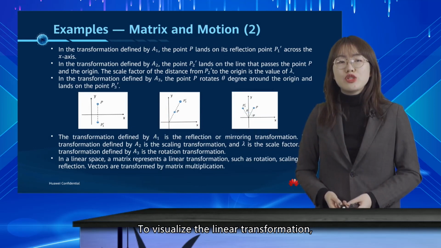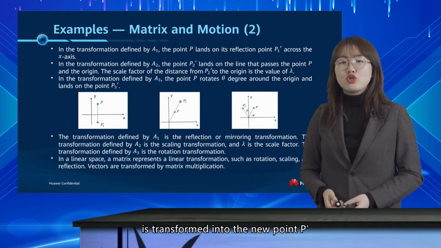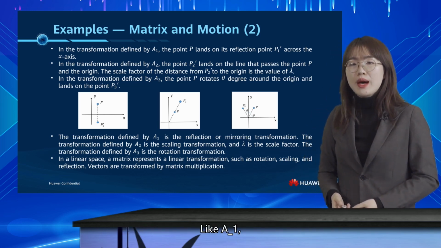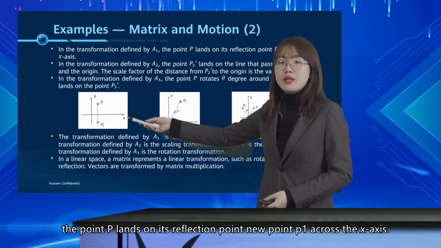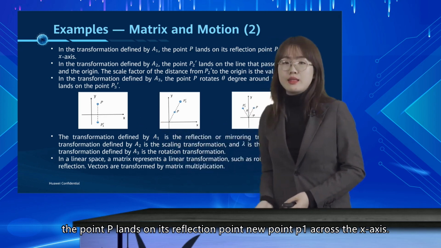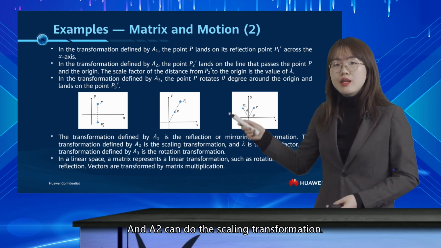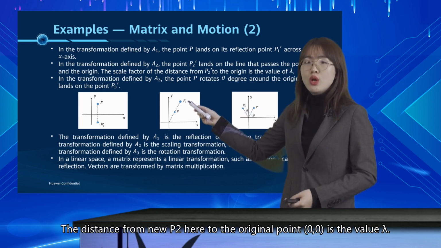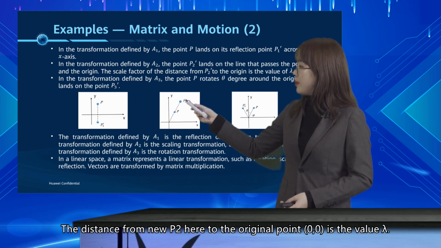To visualize the linear transformation, we can look at three graphs to check how point P is transferred into the new point P using the corresponding transformation matrix A. Like A1, the point P lands on its reflection, new point P across the x-axis. It is called the reflection transformation, and A2 can do the scaling transformation. The distance from the new P2 to the original point 0, 0 is the value lambda.